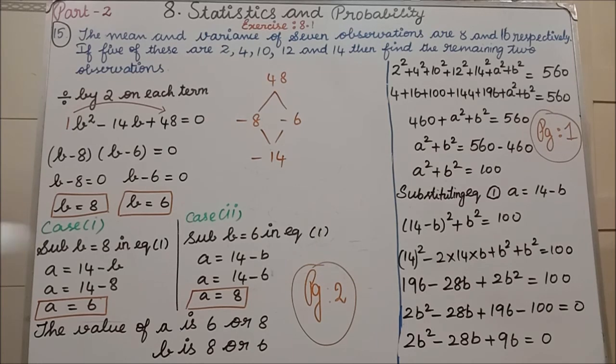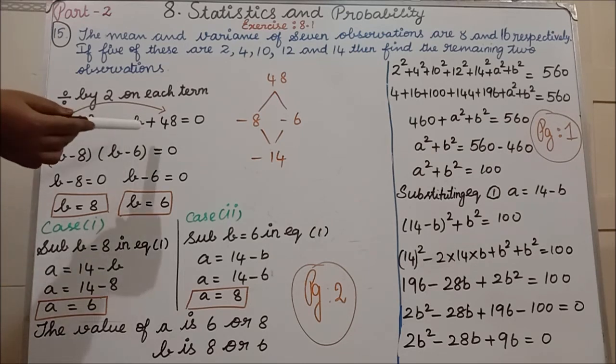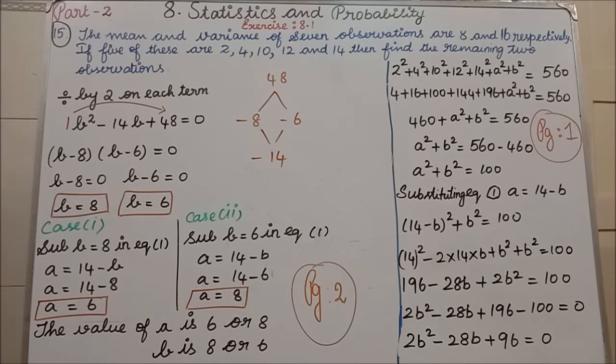So in that last equation, we are going to divide all the terms by 2. I have written divide by 2 on each term. So 2b square divided by 2, what will we get? We will get 1b square. 28b divided by 2 is what? Minus 14b. 96 divided by 2 is what? Plus 48 equal to 0. Now we have arrived at the quadratic equation form.